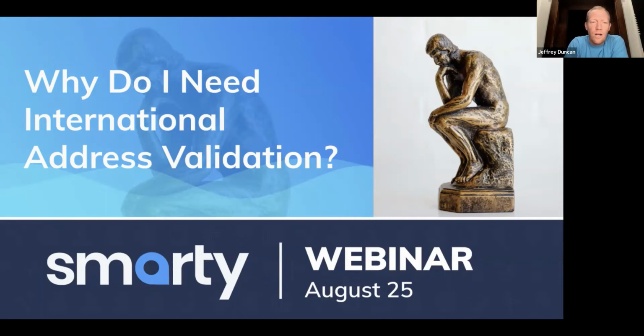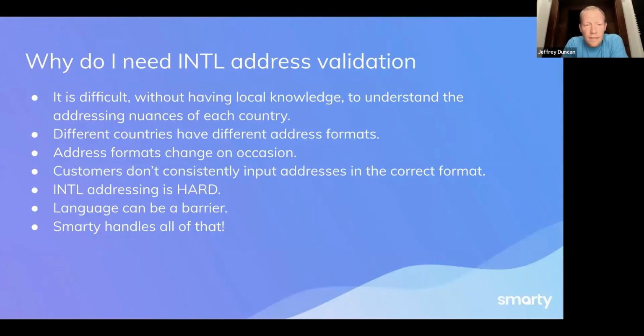Let's get started. Why do I need international address validation? First off, it's difficult. International addresses are hard. I was raised in Germany, and just one difference: German addresses have the street name first and then the house number second, and they don't use a state, just the city and the postal code. So a German address would be Heinekener Straße, number 10, Berlin, and then a postal code. That's dramatically different than the United States, which has the house number first, then the street, a city, state, and a postal code.